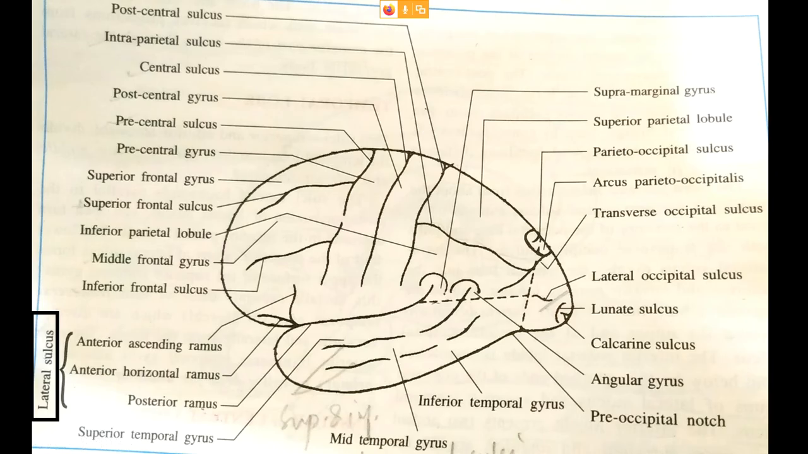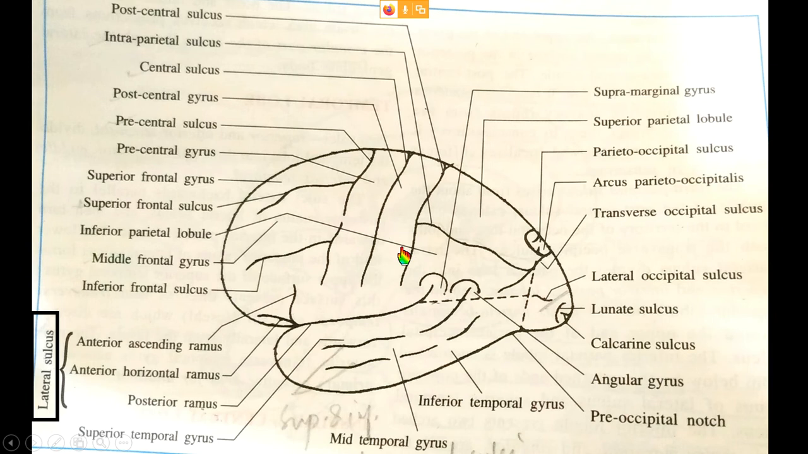What is the function of this post-central gyrus? As we have discussed, in front of the central sulcus is the motor area. Behind the central sulcus is the sensory area. So this post-central gyrus is sensory in function. It receives cutaneous and proprioceptive sensory inputs from the thalamus and brings them to consciousness. So it analyzes, discriminates, and localizes different modalities of sensation.